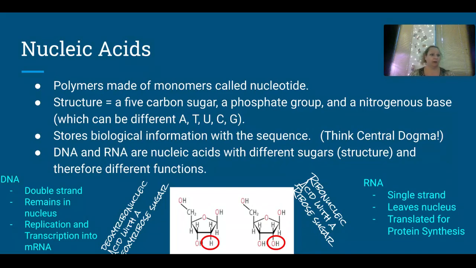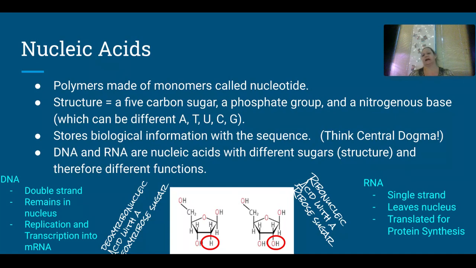Most macromolecules are going to be made up of monomers that get bonded together to create a polymer. Mono meaning one, poly meaning many, right? Makes sense. So if we look at a nucleic acid, its structure is essentially a 5-carbon sugar, a phosphate group, and a nitrogenous base. That's what's going to make up its monomer. And then we call those nucleotides.